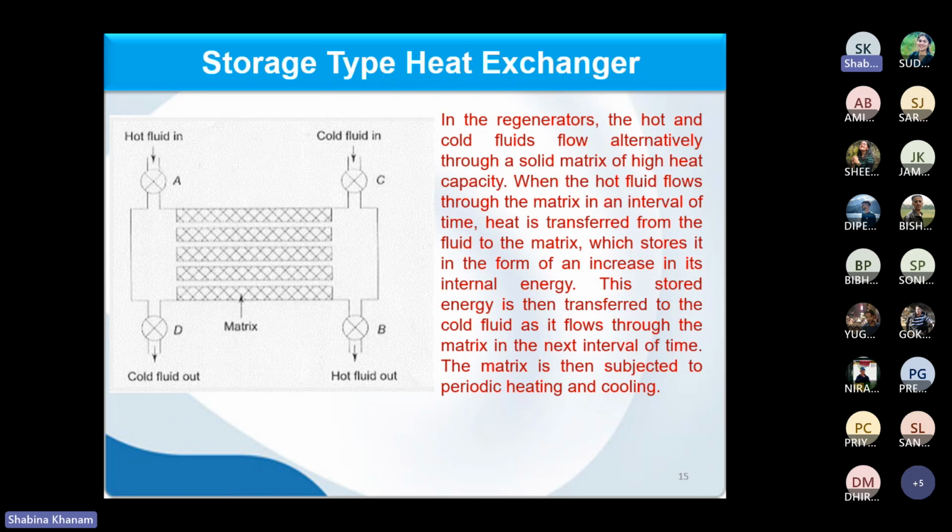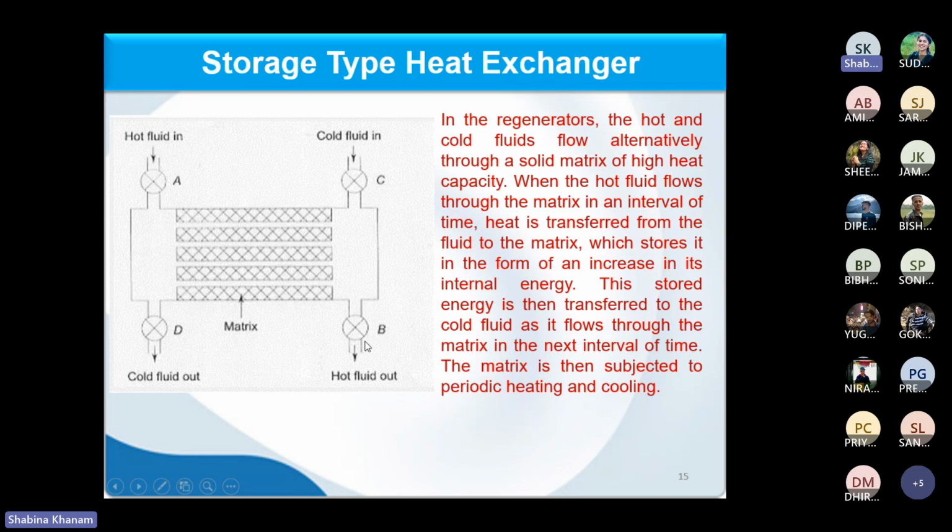It also has four different nozzles, A, B, C, D, but at one time only two nozzles will be operated. If you see, this is the hot fluid. Hot fluid will enter from here. At that time these two valves will be closed. So hot fluid will enter from here and come to these tubes, and through this tube to the matrix it will transfer its heat. And then the hot fluid exit will occur from here.